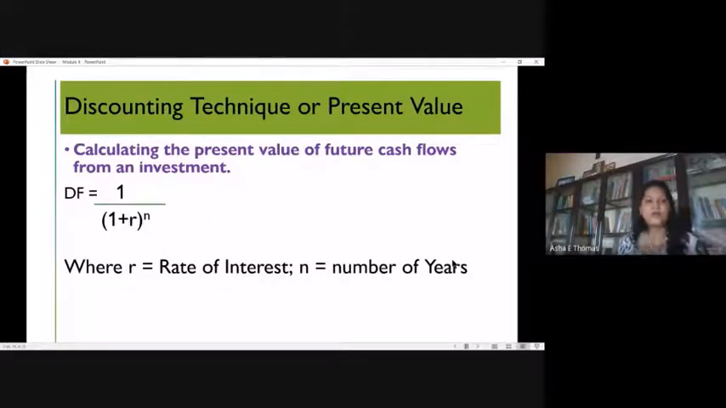So that's why we have put the basic formula as 1 by (1 plus R) raised to N, where R is the rate of interest and N is the number of years. How many years are you taking to get that amount? If it is 5, you will put that as 5. If it is 1, we will put that as 1.